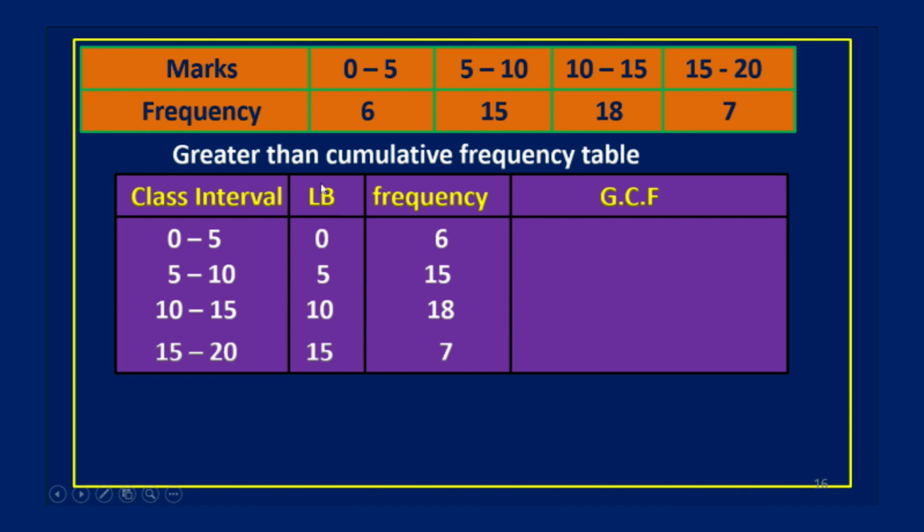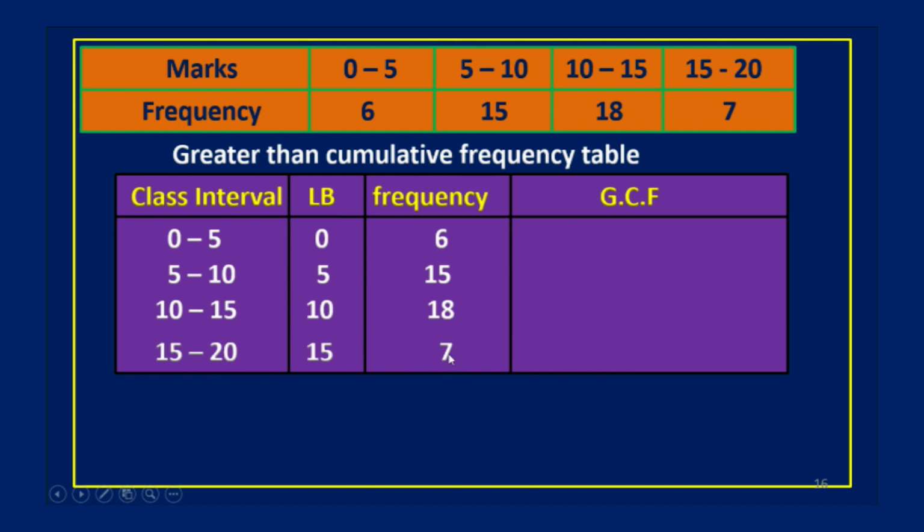Now we have to find lower boundaries. So what is the lower boundary? 0 here, 5, next 10, next 15. So what I am doing here, I am finding the lower boundaries. Why am I taking the same values here? As the classes are exclusive, boundaries and limits are the same. Now these are the frequencies.